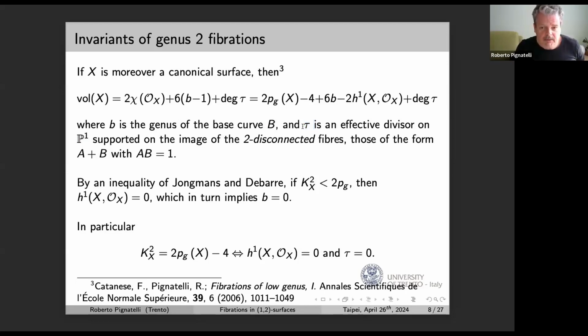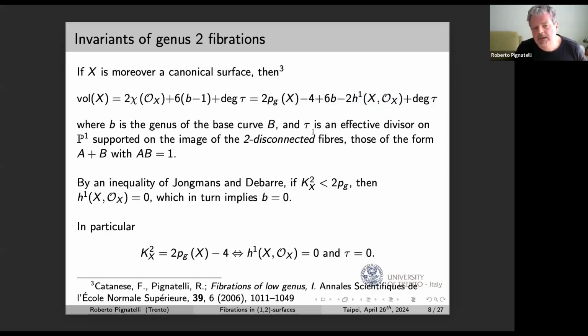So this tau, sorry, I jumped ahead in the discussion. This tau plays a role in this degree of tau. So the volume is 2pg minus 4, sorry, plus 6 times the genus of the base curve, minus a contribution, a slightly odd thing, with a negative sign, given by the irregularity of the surface, which as we'll see is a little problem for this computation, but we solve it quickly, plus another non-negative number, which is exactly counting the degree of this divisor.